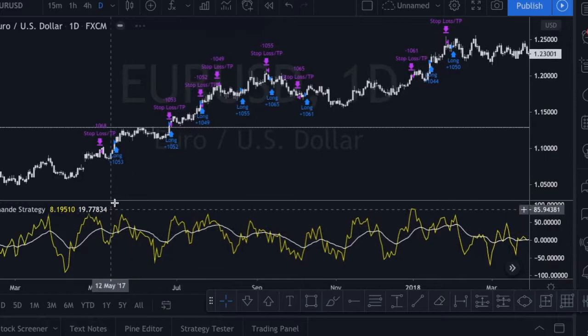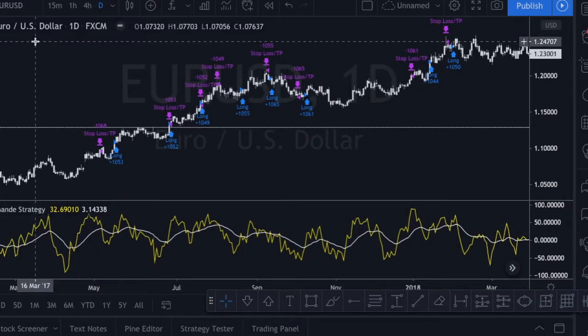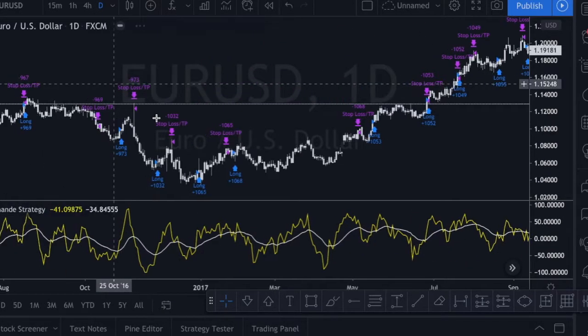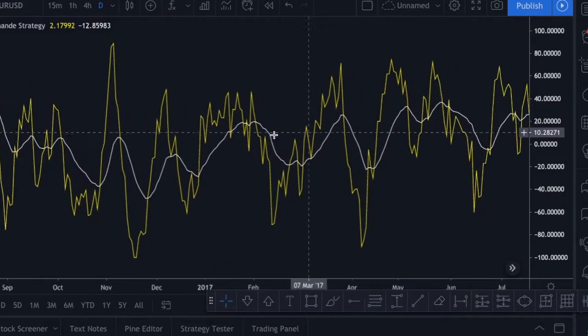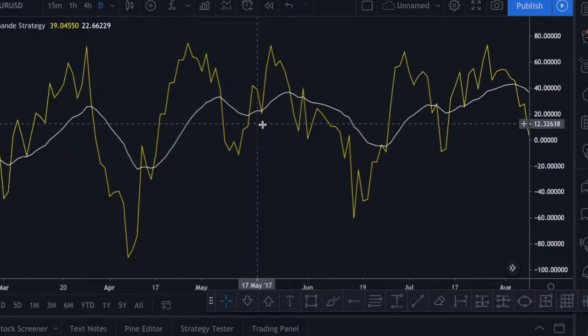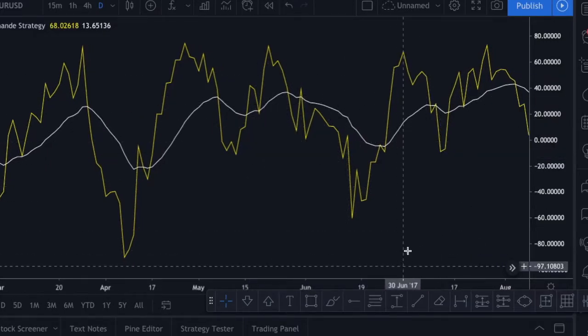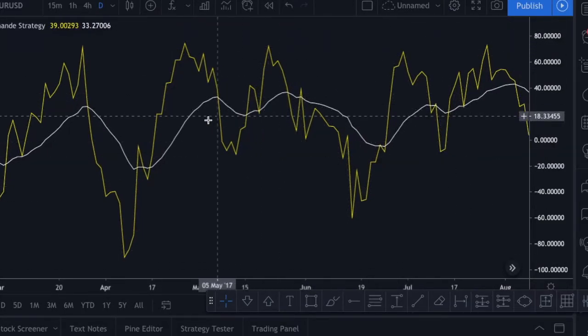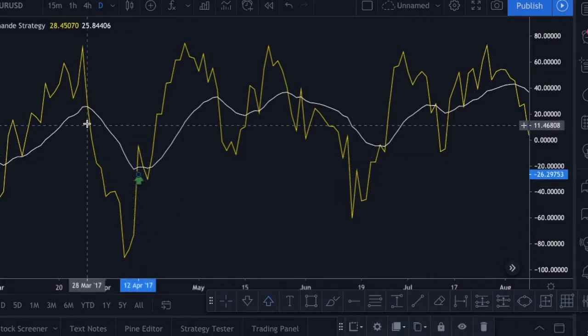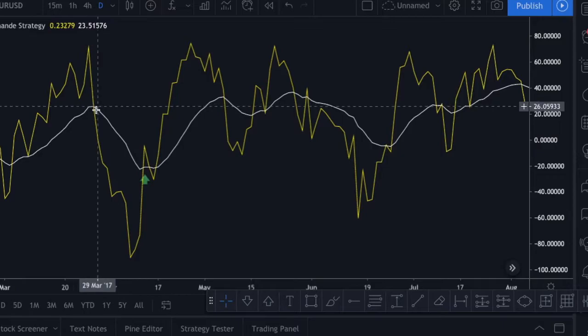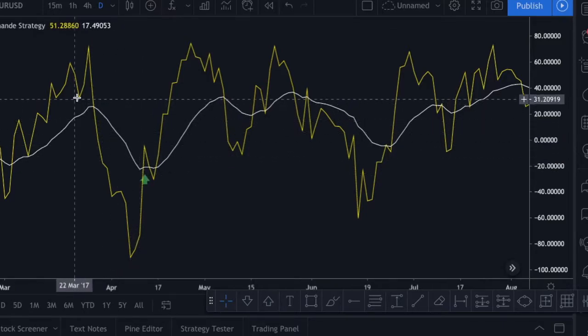Today I'm going to be giving you the best settings to use for the daily EURUSD chart. So really quick, here's what the Chande Oscillator looks like. It's one yellow line, and it's just oscillating back and forth between -100 and +100. What we're going to be doing is taking a buy position every time that this yellow line crosses above the white line. And the white line is just a moving average of the yellow line.